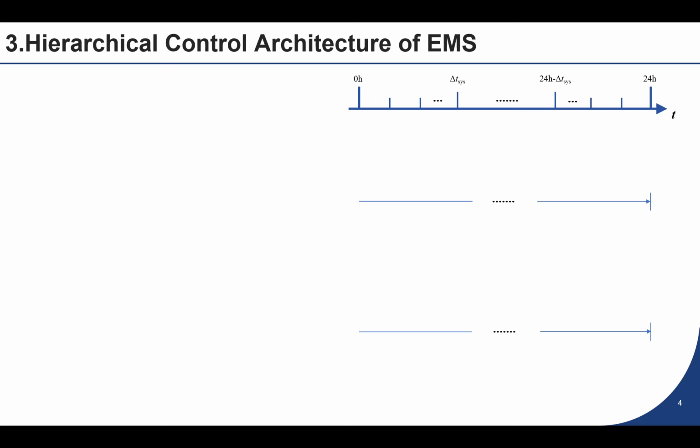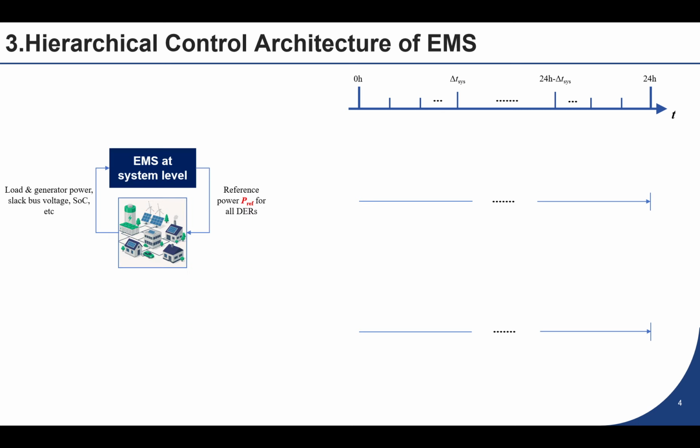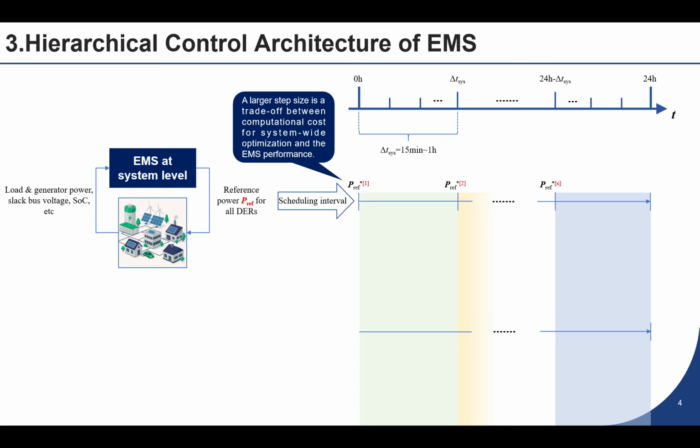Now, let's take a closer look at the hierarchical architecture of EMS from the decision time interval perspective. At the top level, the system level EMS works with relatively large time steps, typically from 15 minutes to 1 hour. These reference commands are uploaded each scheduling interval, defining the optimal set points of dispatchable energy resource controllers for the upcoming horizon. A larger step size is a trade-off between computational cost for system-level optimization and the EMS performance.